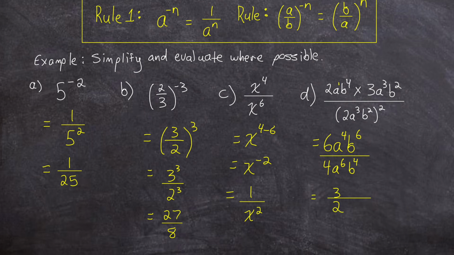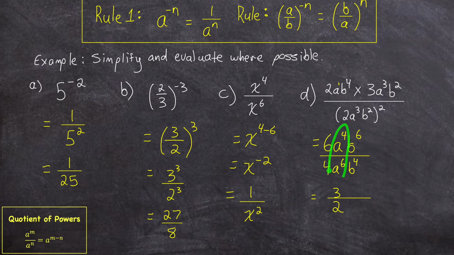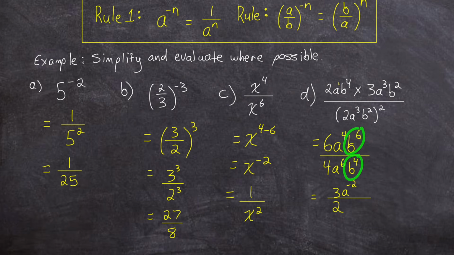And then I'll look for powers that have the same base and then use the quotient rule of powers. I have an a to the 4 being divided by an a to the 6. Using the quotient rule of powers, I keep the base of a and then subtract their exponents. 4 minus 6 is negative 2. And then I have 2 powers of b being divided, keep the base of b, and then subtract their exponents. 6 minus 4 is positive 2. Notice when I was dividing those powers, I made sure to put the quotients up in the numerator.